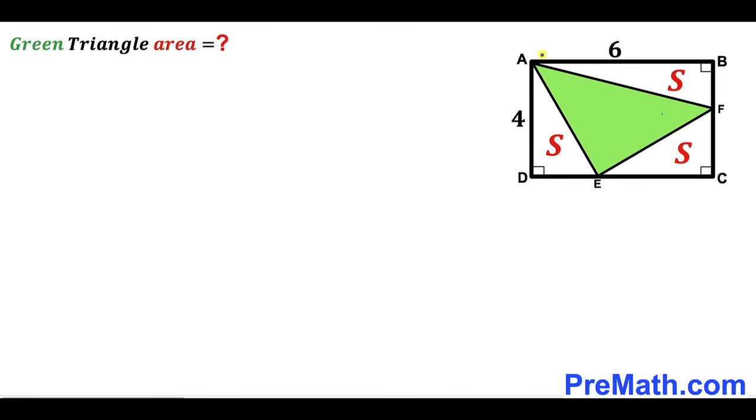And moreover, the length of this rectangle is 6 units. The width is 4 units. And now our task is to calculate the area of this green shaded triangle.